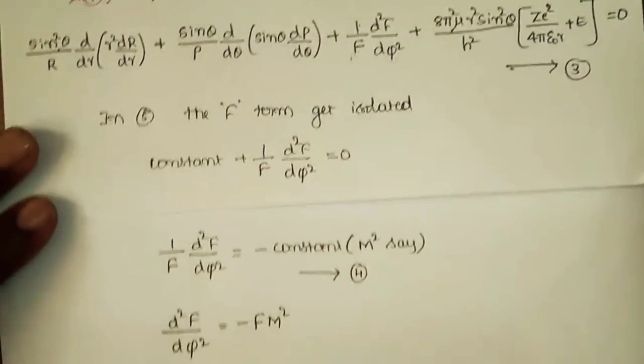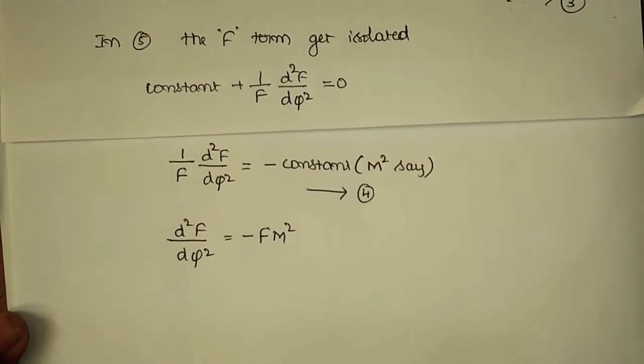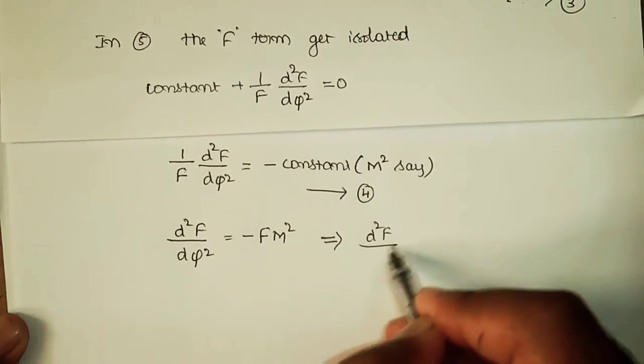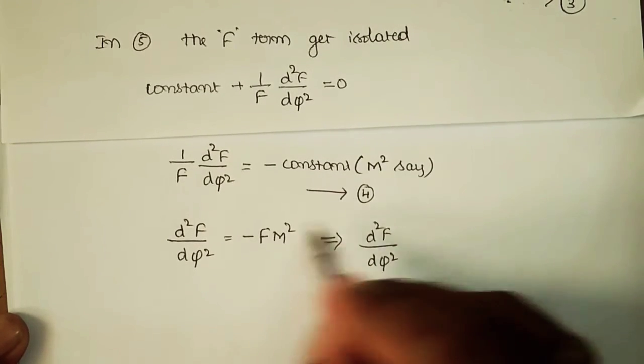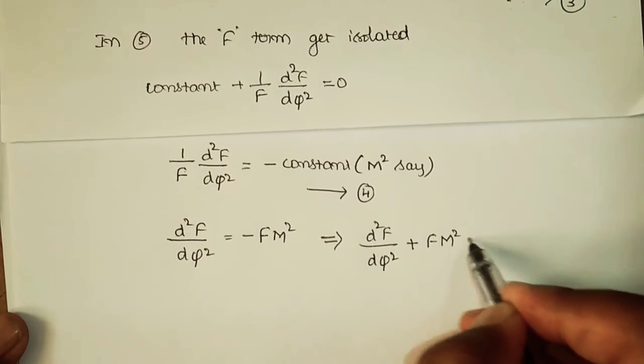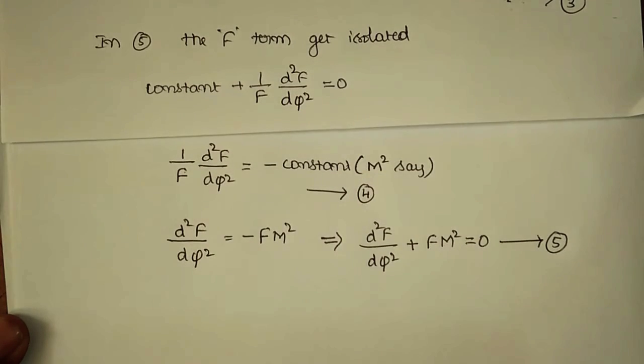The equation will be re-modified. That is d square f by d phi square, minus will be taken to the left hand side, so plus f m square equals 0. So this I'll consider as equation number 5.